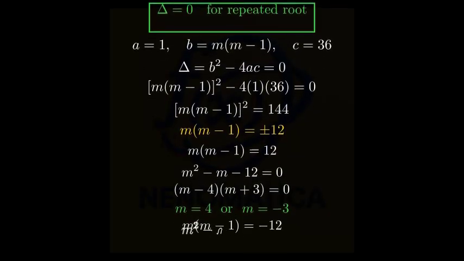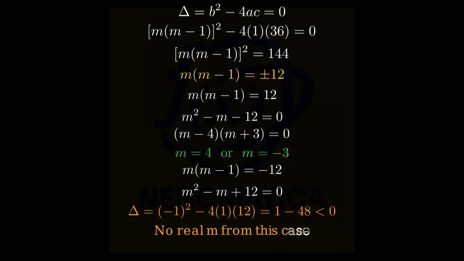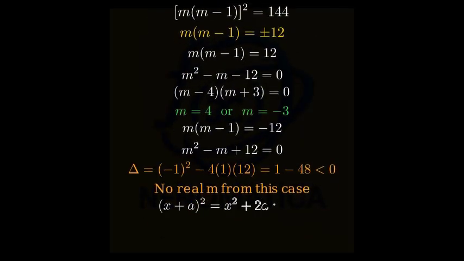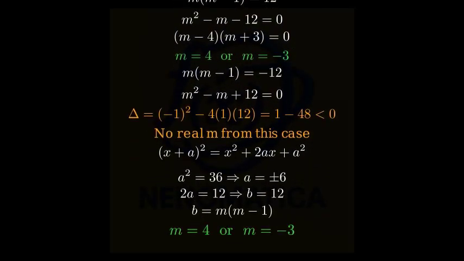Case 2, m times (m minus 1) equals negative 12. That gives m squared minus m plus 12 equals 0, whose discriminant is negative, so this case has no real solutions. As a neat verification, if the expression is a perfect square, then it matches x squared plus 2ax plus a squared. Because a squared equals 36, a equals plus or minus 6. With a equals 6, 2a equals 12, which matches when m equals 4 or m equals negative 3.